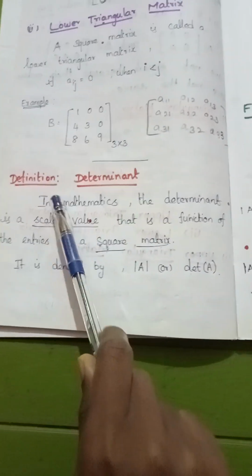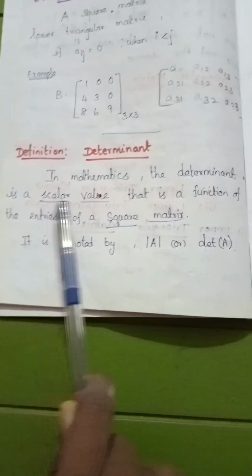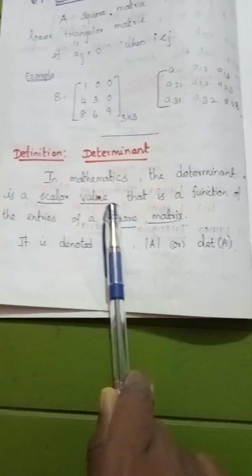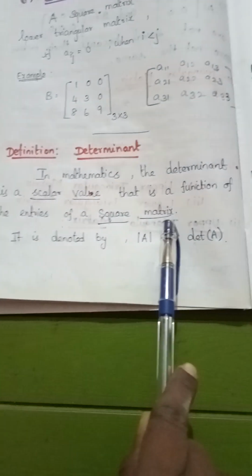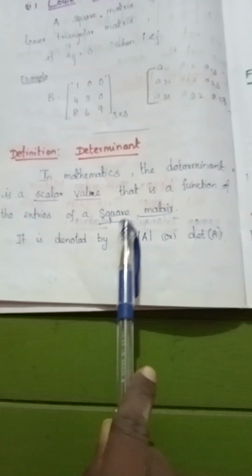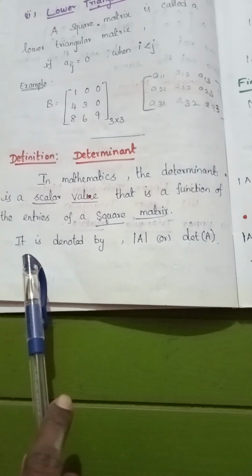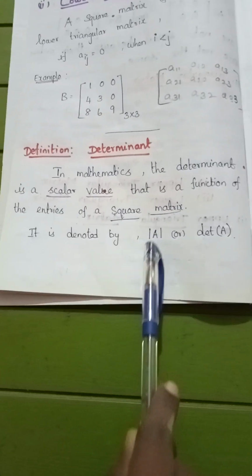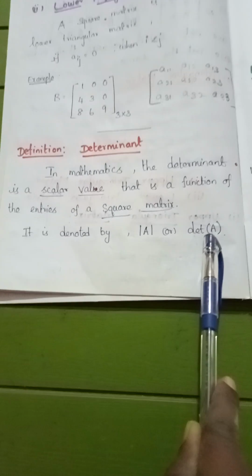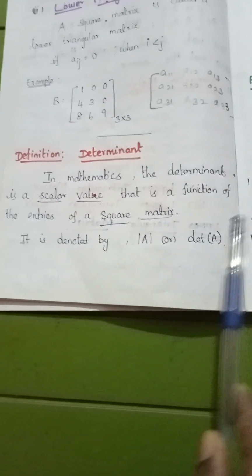This video, definition of determinant. In mathematics, the determinant is a scalar value. You know vector and scalar. Scalar value means only magnitude. That is a function of the entries of a square matrix. It must be a square matrix, then only you can find the determinant. It is denoted by this notation, determinant A or det of A. It must be a square matrix, then only you can find the determinant.